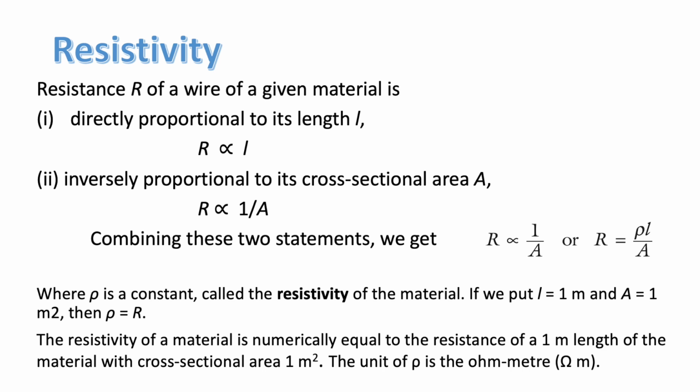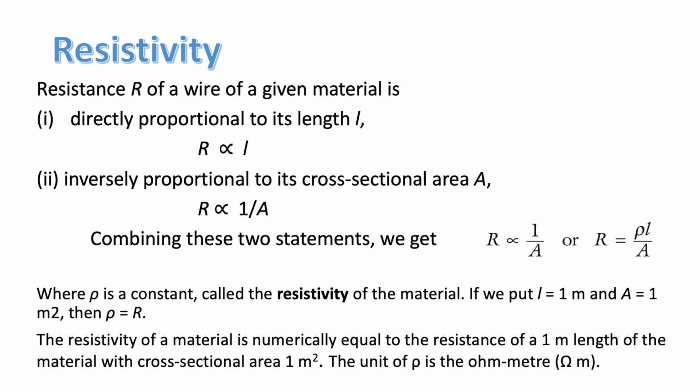Resistivity. Resistance R of a wire of a given material is directly proportional to its length L. That is, R is proportional to L. Then it is inversely proportional to its cross-sectional area A, or we can say R is proportional to 1 over A. Combining these two statements, we get R is proportional to L divided by A, or R is equal to a constant rho into L divided by A, where rho is a constant called the resistivity of the material.